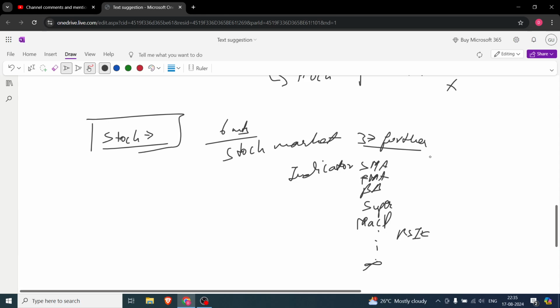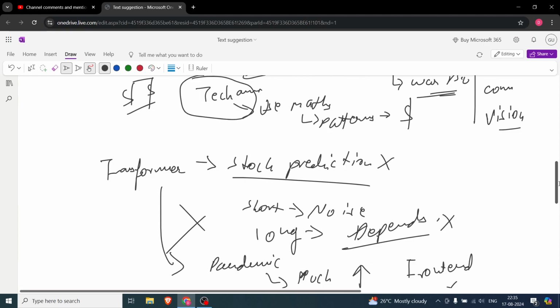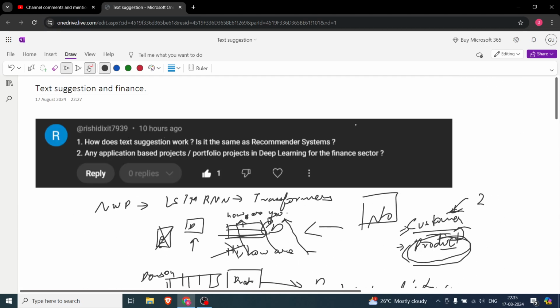So what I'm going to say is that this is a risky domain. If you want to do it, do it. Otherwise, I would say stay clear of this. I don't do it, so I don't know.